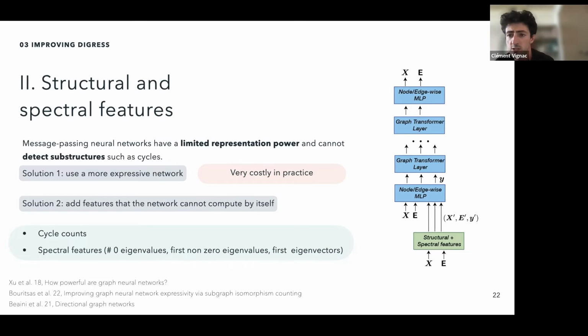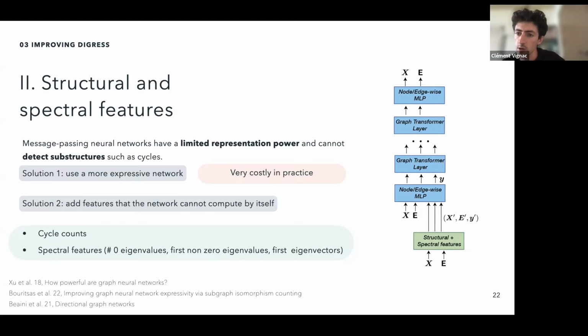And the idea is that if a neural network is incapable of computing some features, and you believe that these features are important, then you can compute them by hand and feed them to the network. So we had structural features like cycle counts: node features like how many cycles does this node belong to, and graph level features like how many rings of this size are there in the graph. And we use spectral features like the number of eigenvalues of 0, the first non-zero eigenvalues, and some eigenvectors.